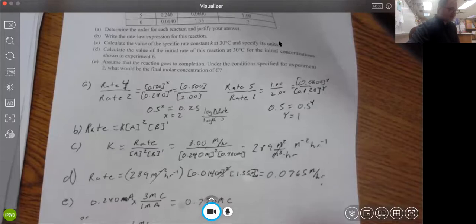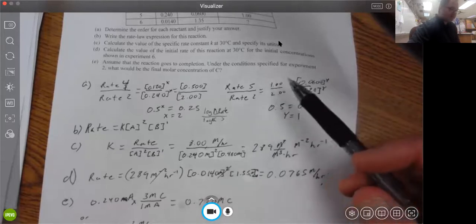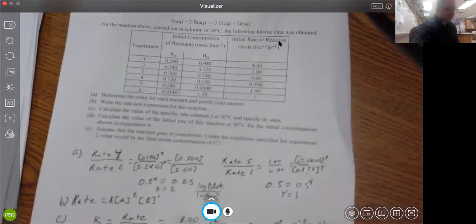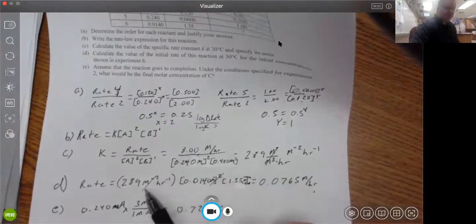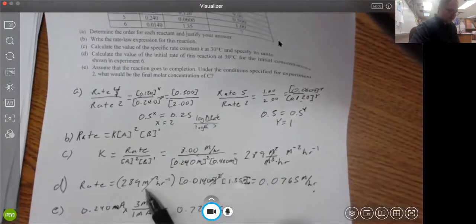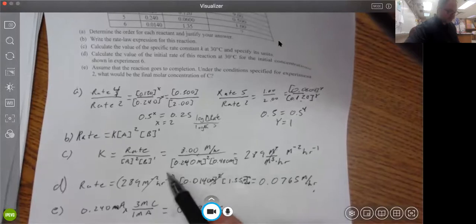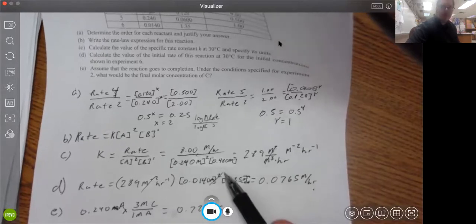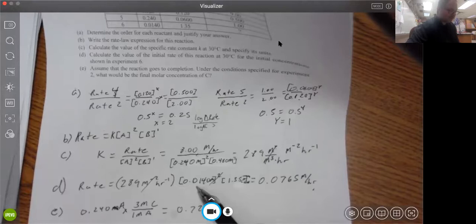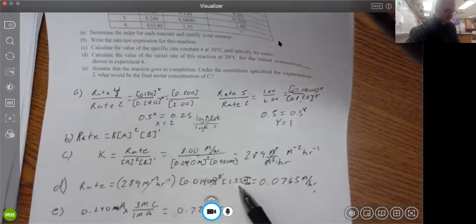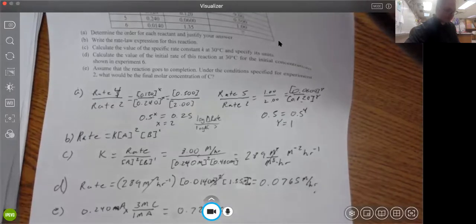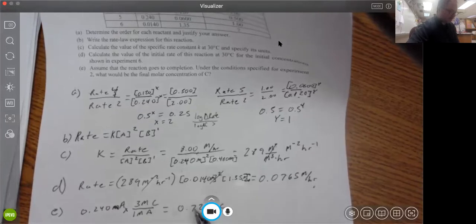D, calculate the value of the initial rate of this reaction at 30 degrees Celsius for the initial concentrations shown in experiment 6. Basically, they want you to find this. Since you found the K, you're going to plug that in. What you're going to notice is that since this is molarity squared, and you have second order for your order of A, that molarity squared is going to cancel out. You're still going to have that per hour on bottom, but the first order for B is going to give you the rate unit molarity per hour. Basically, just multiply all that through.